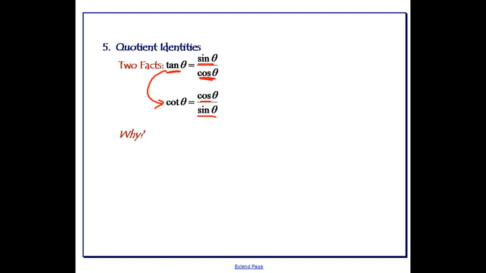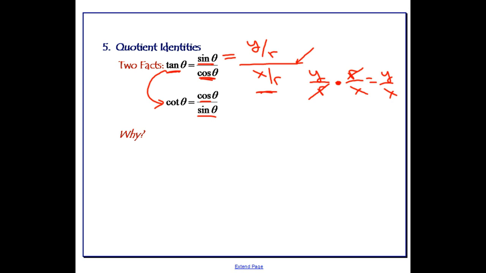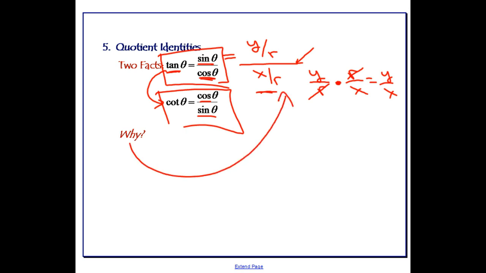And just briefly, why would that be? Well, didn't you learn sine is the y-coordinate over the radius? And cosine is x-coordinate over the radius? And if you look at this as certainly it's a fraction, but it's also considered division. So you have y over r divided by x over r. How do you divide? Multiply by the reciprocal. Look at that, the r's cancel out. And sure enough, you get y over x, which is the tangent. So just 2 more facts to keep straight here. Tangent is sine over cosine. Cotangent is cosine over sine.